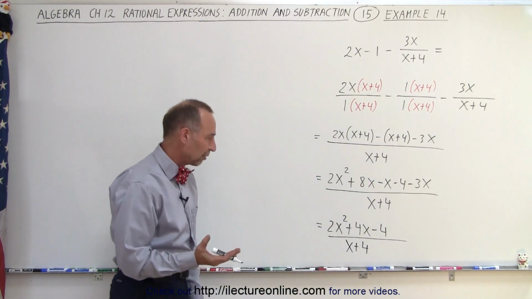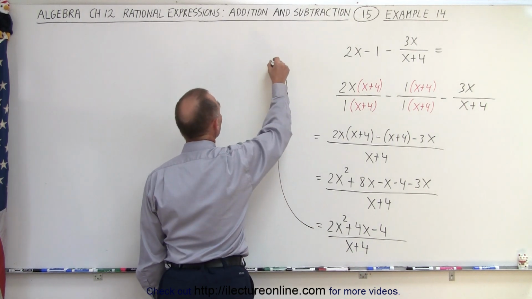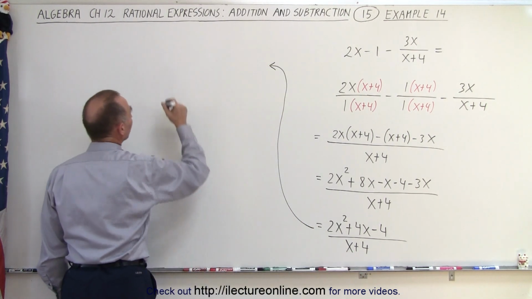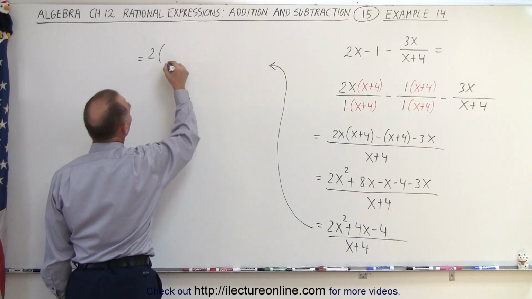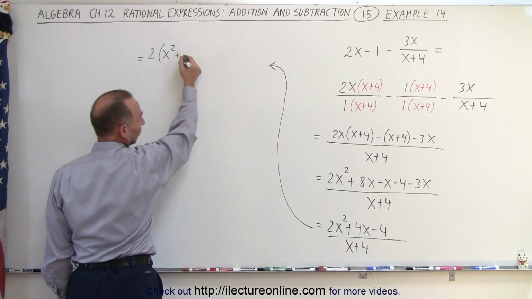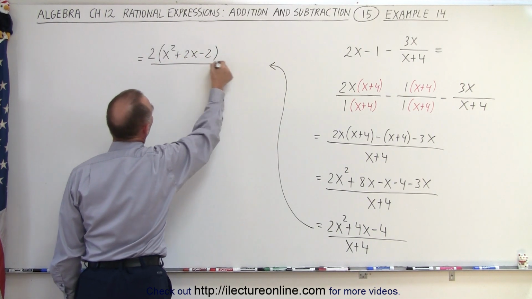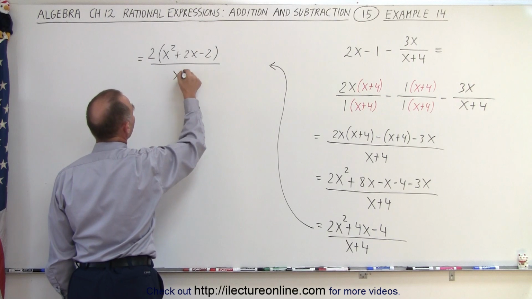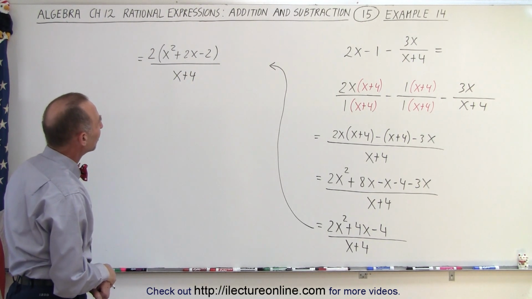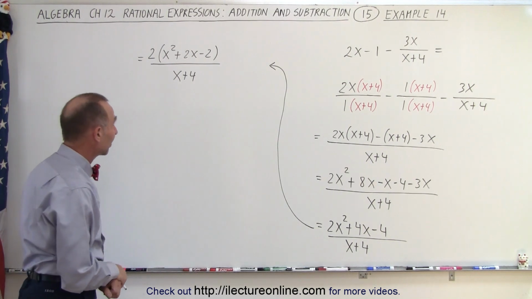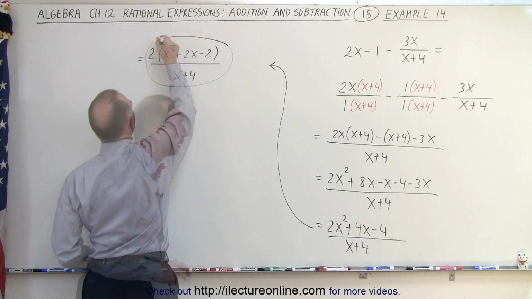Notice in the numerator we can actually factor out a 2. That's probably a good thing to do because then we can see if we can factor the numerator besides pulling out a 2. So this can be written as 2 times, and what we have left is an x squared plus 2x minus 2, all divided by x plus 4. And when I look at that, it looks like we cannot factor what's left, that trinomial. So that would then be the final answer.